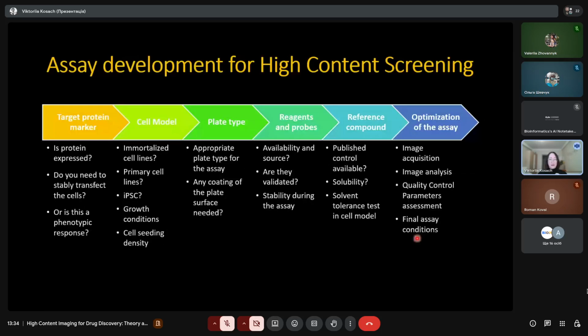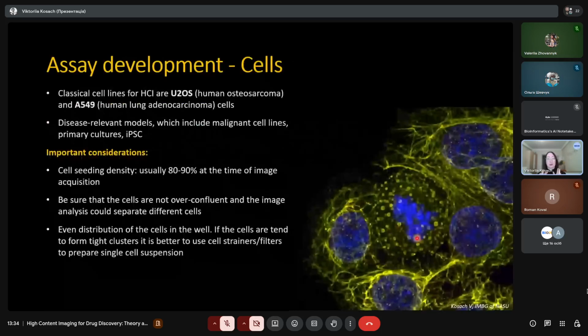And let's go briefly through some important conditions during assay development. Firstly, as I have told, it's your cells. The health of the cells will influence your assay a lot.